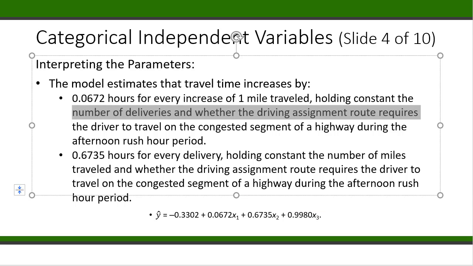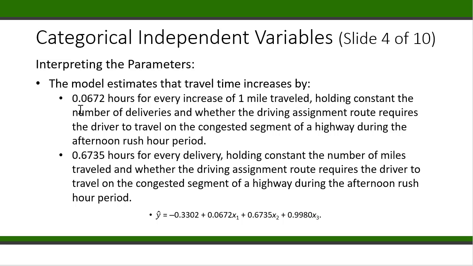And our interpretation then is that 0.0672 hours for every increase in mile traveled, holding constant the number of deliveries and whether the driving assignment route requires the driver to travel on a congested segment of highway during the afternoon rush hour period. So we're holding these two constant. We're not going to look at those. We know that this is the hours for every increase in miles driven. Then we have 0.635 hours is increased. That's what we're predicting here by holding the other two constant.